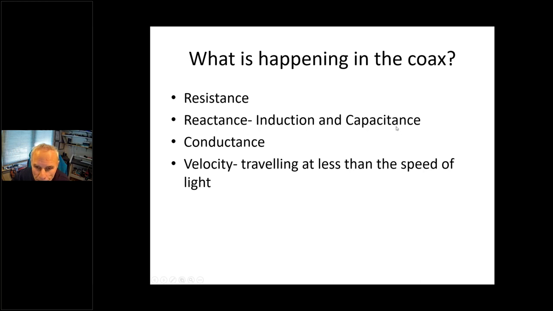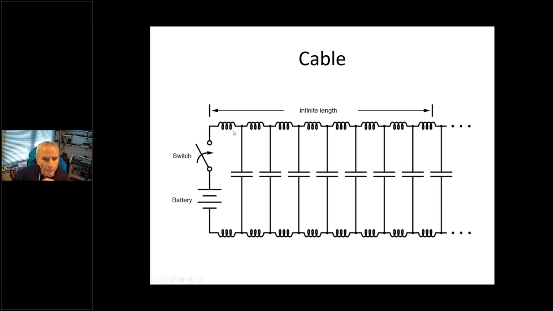Capacitive reactance is what's happening to a capacitor inside an AC circuit. It's fighting against the flow of the current. And finally, how fast is that wave traveling down the cable? And that's going to be the velocity down that cable as opposed to the velocity of the speed of light. I know I got a little confusing there now.